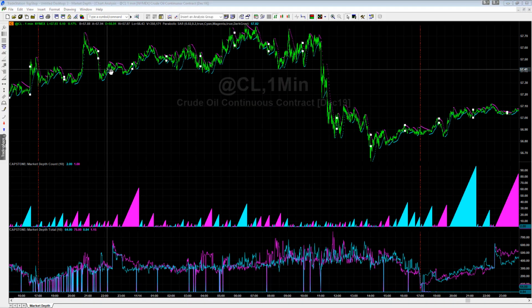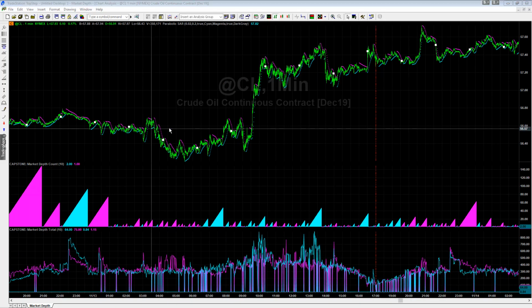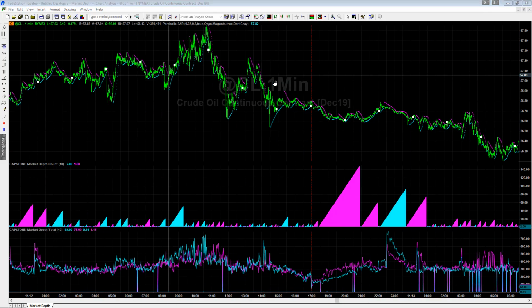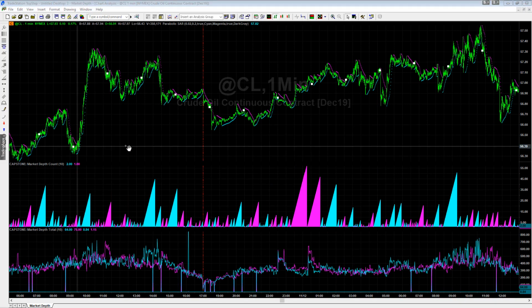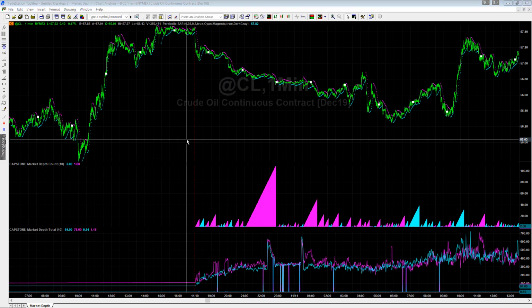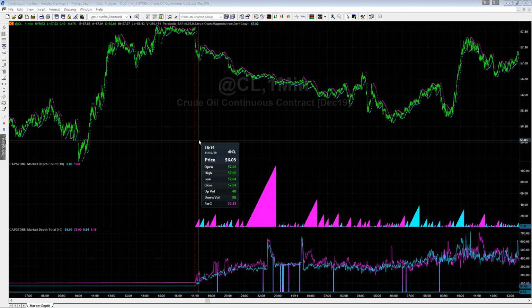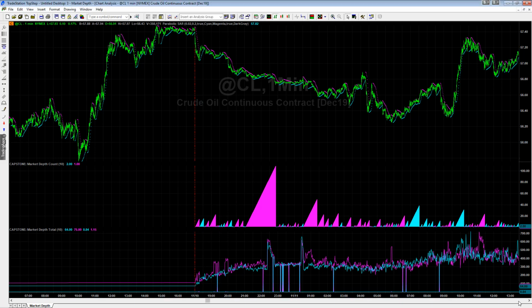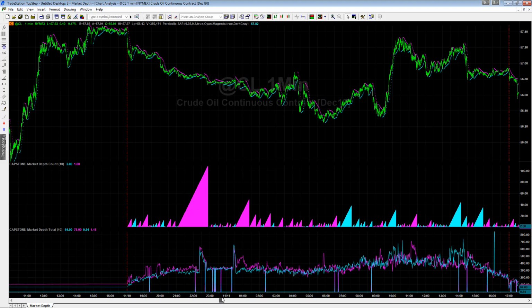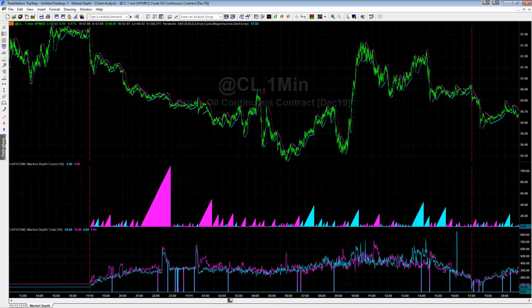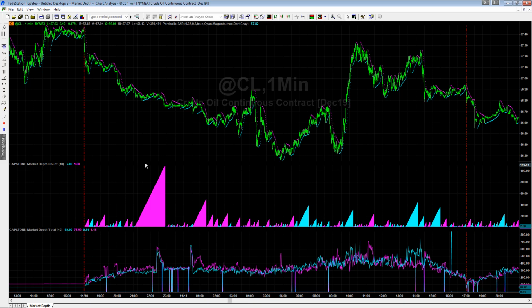If you go back, I've had this open for a while now without disconnection. And if we go back to this time frame right here, 11:10. This has been live since 11:10. Have not disconnected since 11:10. So you can see how the market depth indicator works. Let's take a look, for example.